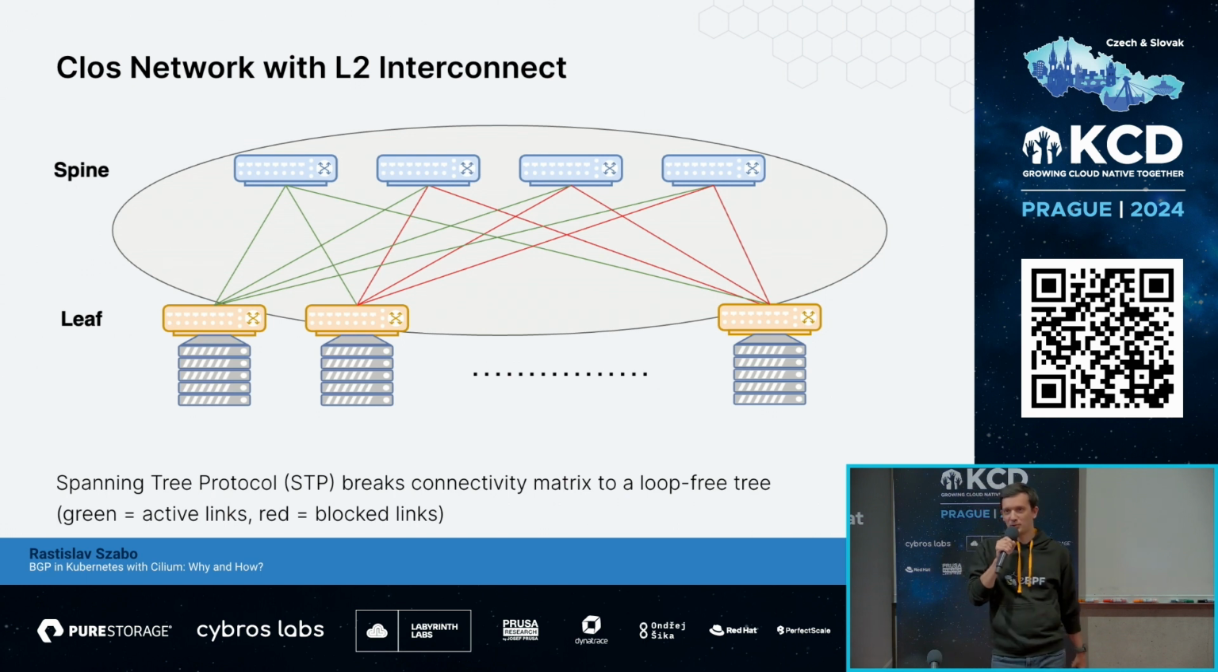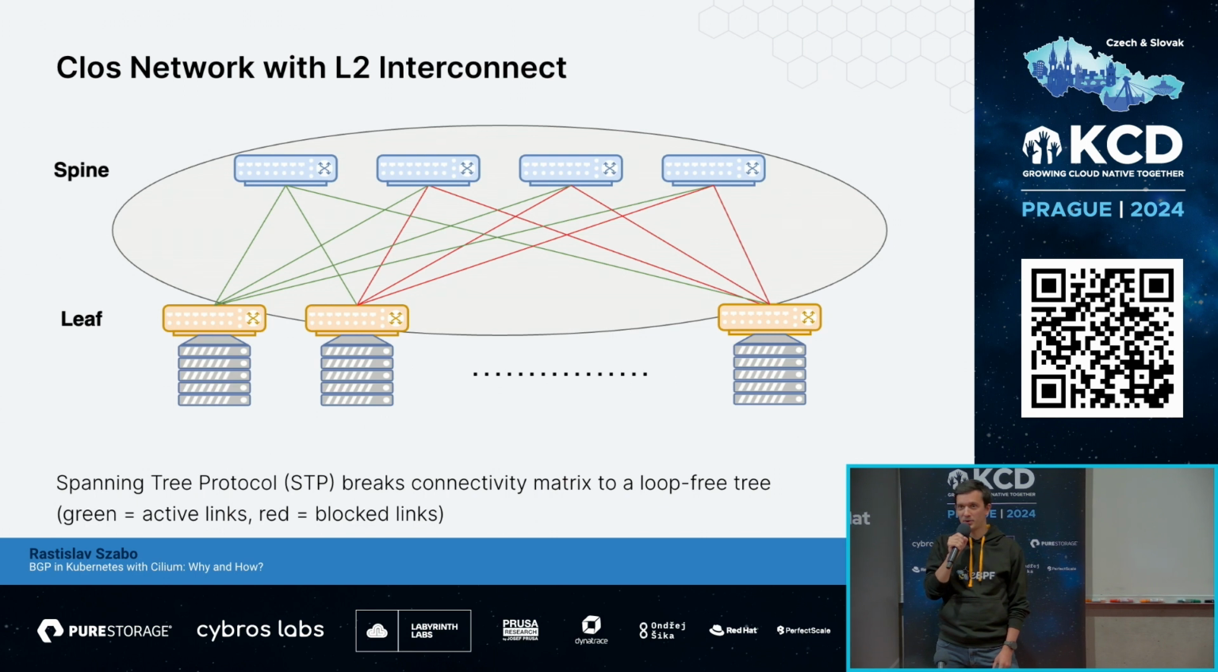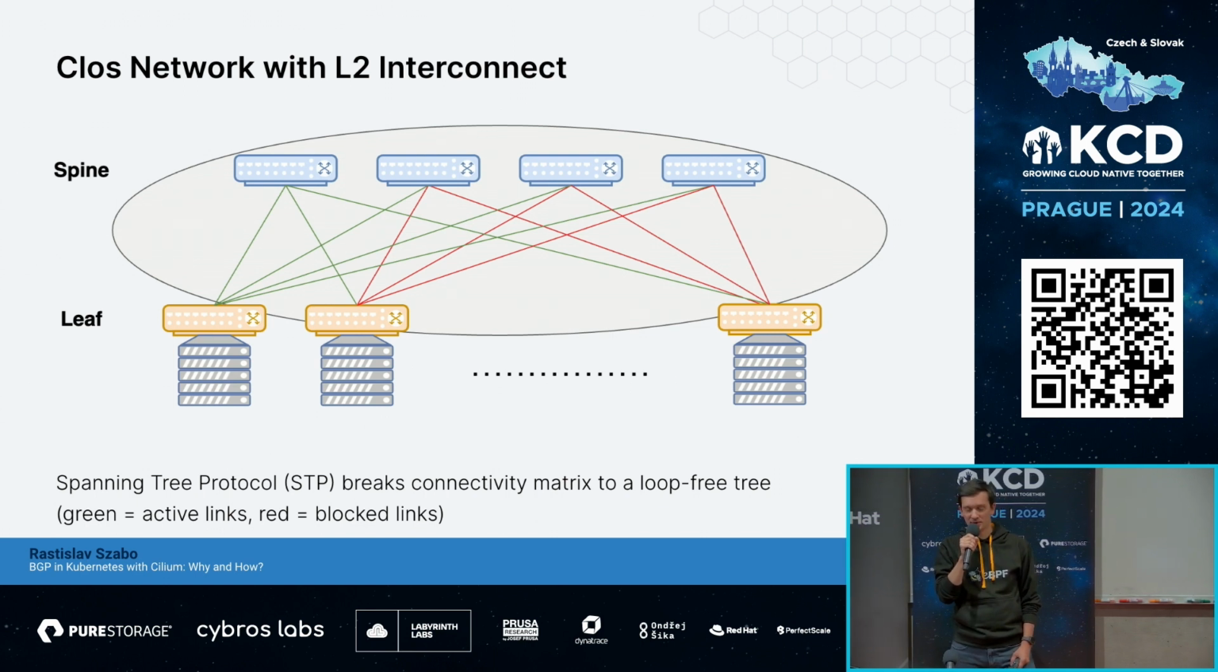Let's first think what would happen if we just connected these switches as standard layer 2 switches. So if all those links would be just layer 2 Ethernet cables between switch ports, what would happen? On layer 2, switches usually run something that is called spanning tree protocol, which breaks the connectivity matrix to a loop-free tree. Why? Because in layer 2 networks, we cannot have loops. Otherwise, we would soon see broadcast storms.